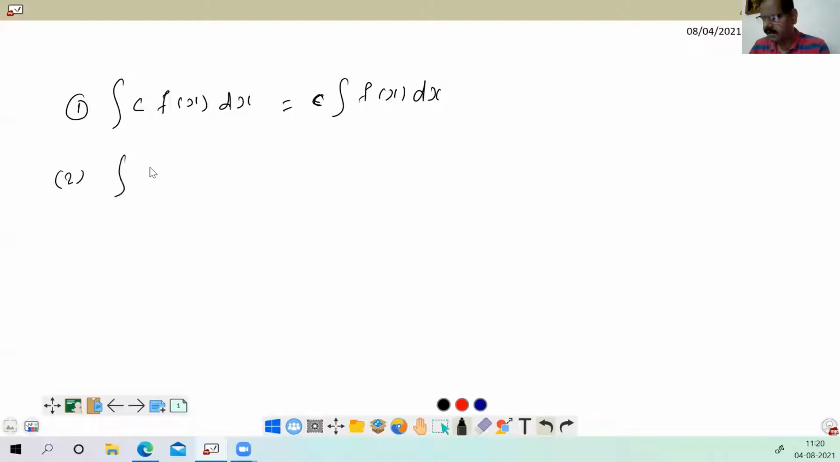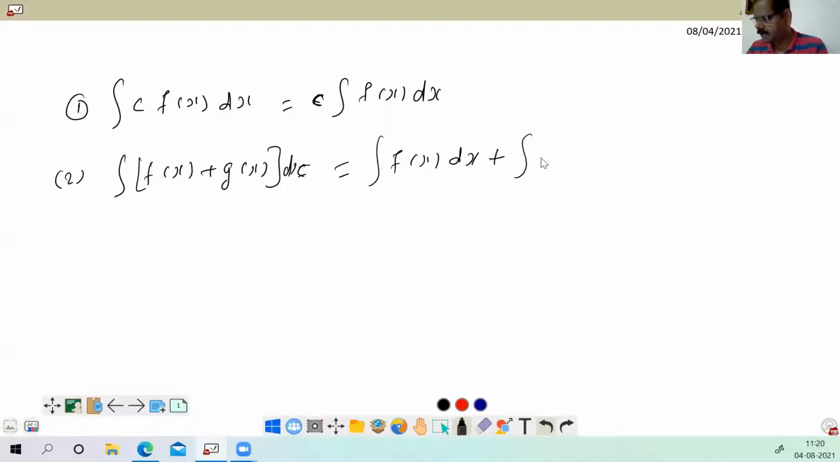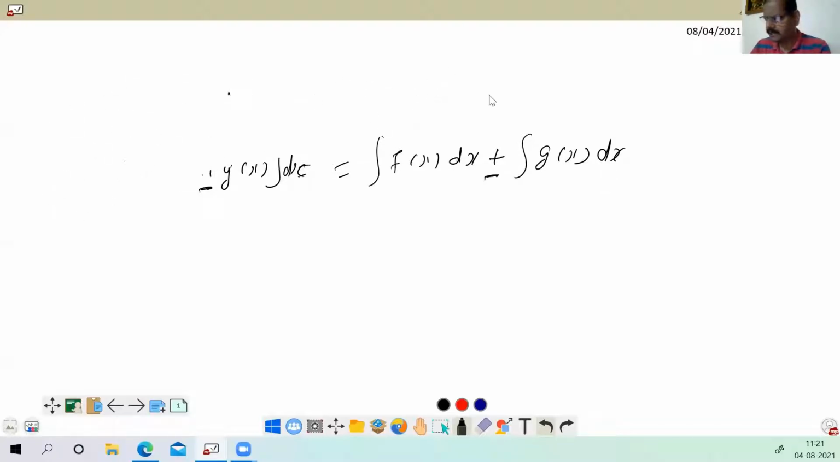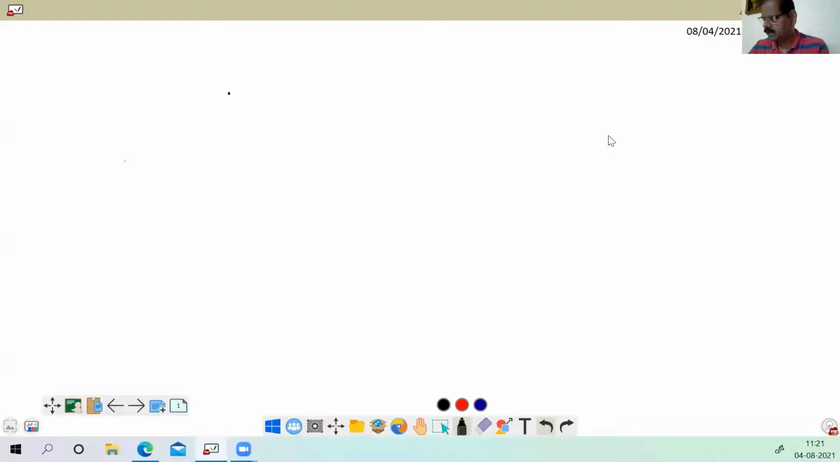Second one is, if f of x and g of x are two functions, then integral f of x plus g of x dx is equal to integral f of x dx plus integral g of x dx. If it is f of x minus g of x, here it is minus: integral f of x dx minus integral g of x dx. There are only two basic rules for this integration. So for the product of two functions, either we have to use integration by substitution, integration by parts, or integration by partial fractions. So we will discuss integration by parts.